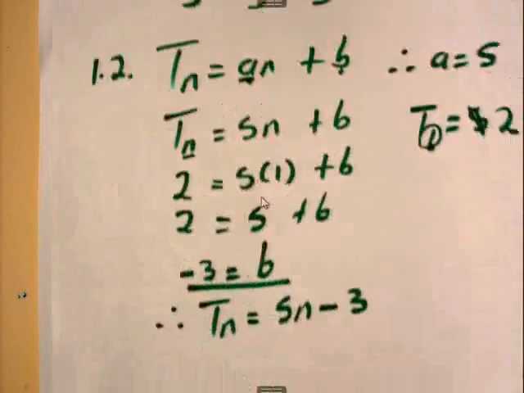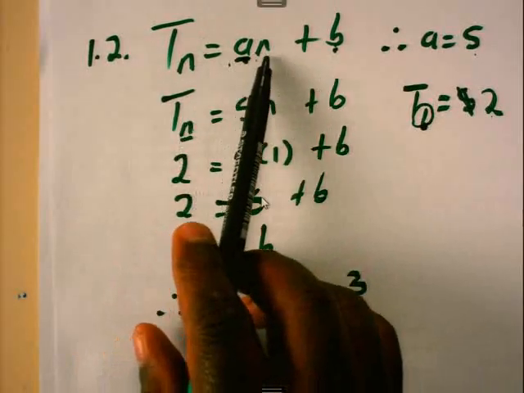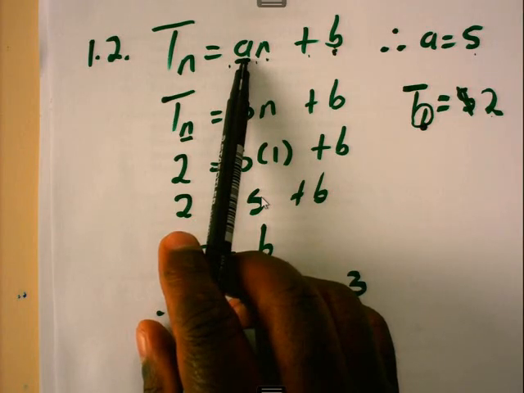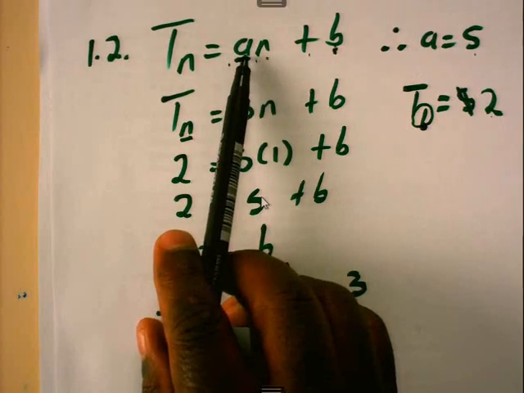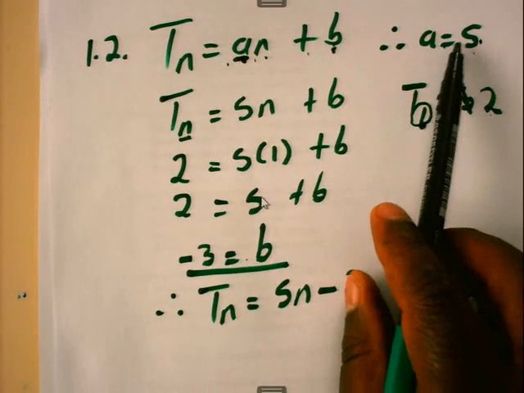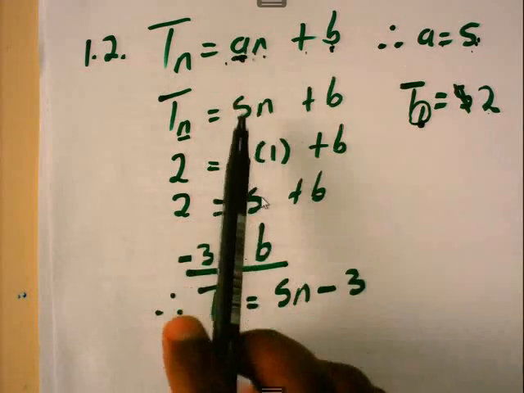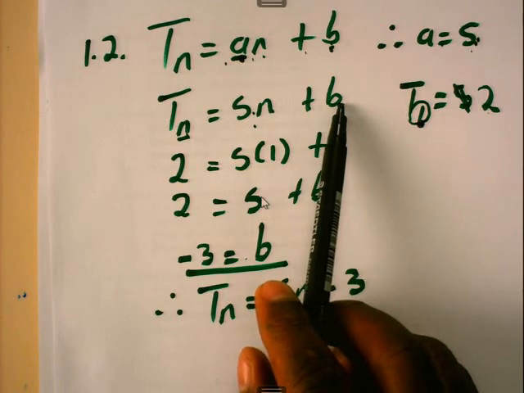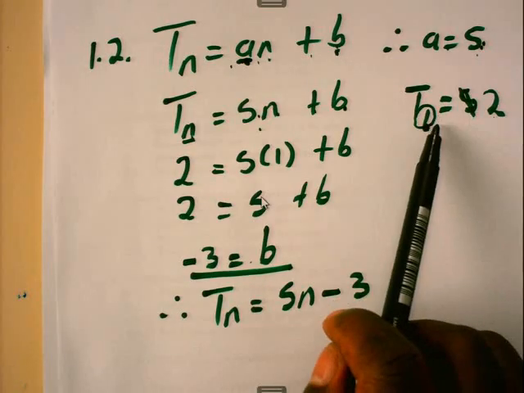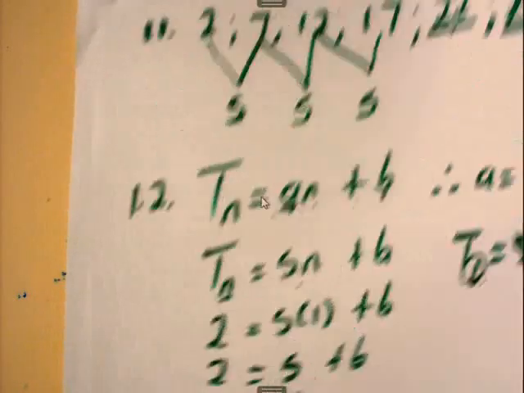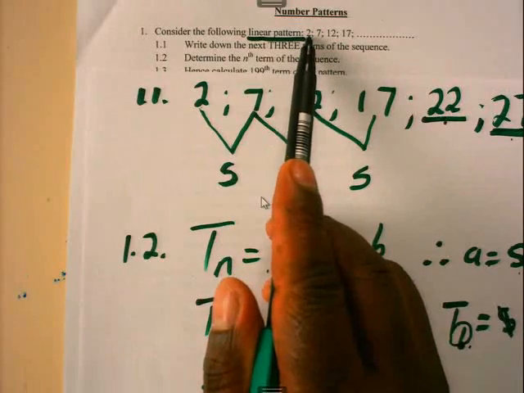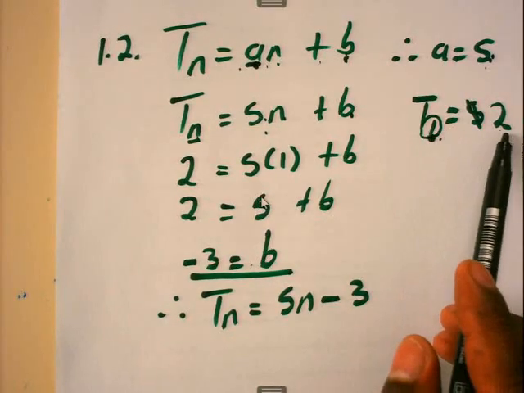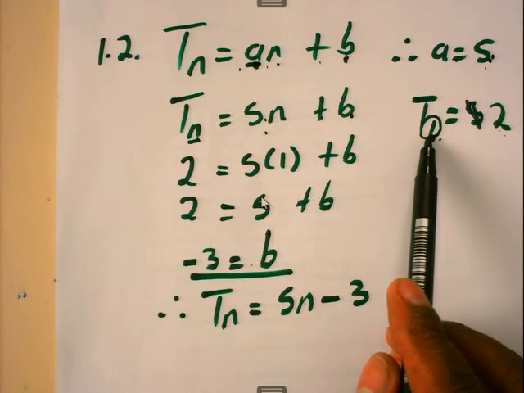So the nth term of the sequence is given by Tn is equal to an plus b. And this a represents the common difference. The first difference, which is common in this case, was 5. As a result, a is equal to 5. You substitute a by 5, you've got Tn is equal to 5n plus b. So we need to determine the value of b. Check term number 1. Our first term there is given as 2. So if our first term is 2, we say T1 is equal to 2. It means we're going to substitute the value of n by 1.